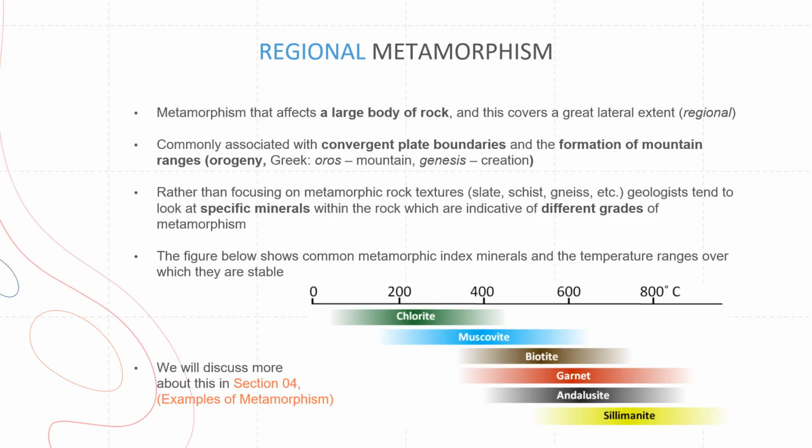The next type of metamorphism that we will be looking at is regional metamorphism. As the name suggests, regional metamorphism is metamorphism that affects a large body of rock, so a whole region of rock, and this covers a great lateral extent. This is most commonly associated with convergent plate boundaries and the formation of mountain ranges. If you remember from our discussion earlier in part 2, it would be areas like continent-continent boundaries or mountain building near volcanic arcs.